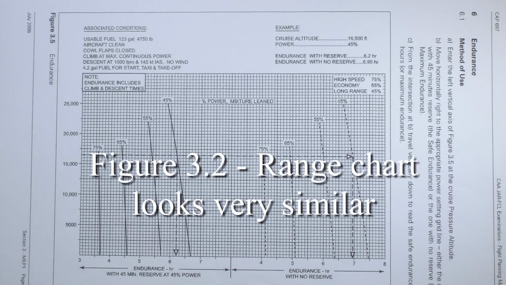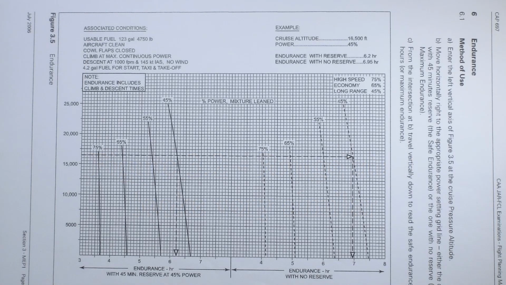This chart looks very similar to figure 3.2, MEP range. So don't get mixed up between these two charts. Endurance is for time, range is for distance.